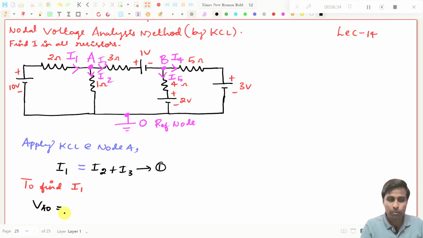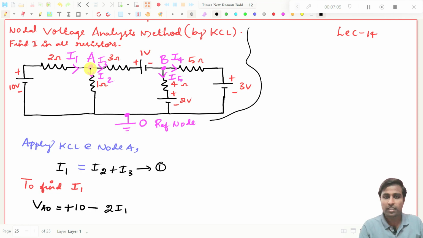So I need to put plus 10. Then I am traveling in this way. This current is the same as my travel direction, so my travel direction and this current I1 are the same. So you need to put minus 2 into I1. I've reached point A, right?